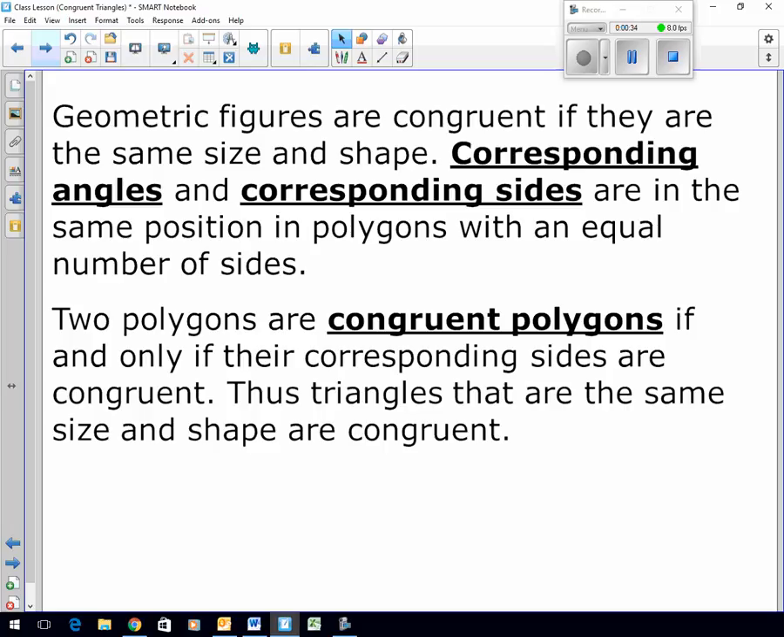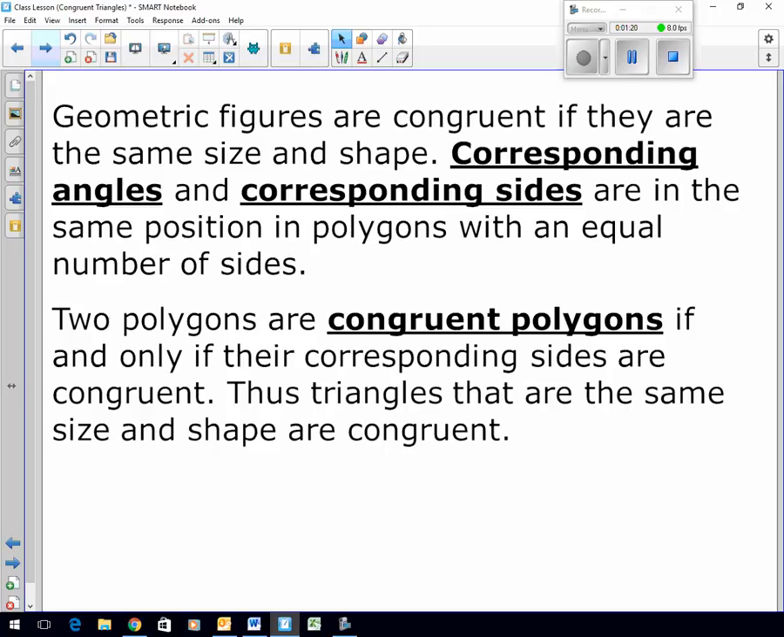Geometric figures are congruent if they have the same size and shape. Similar figures have the same shape but different size. Okay? Congruent figures have the same size and shape.